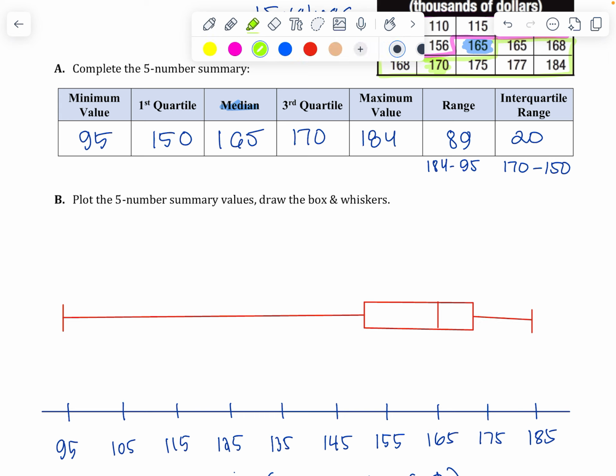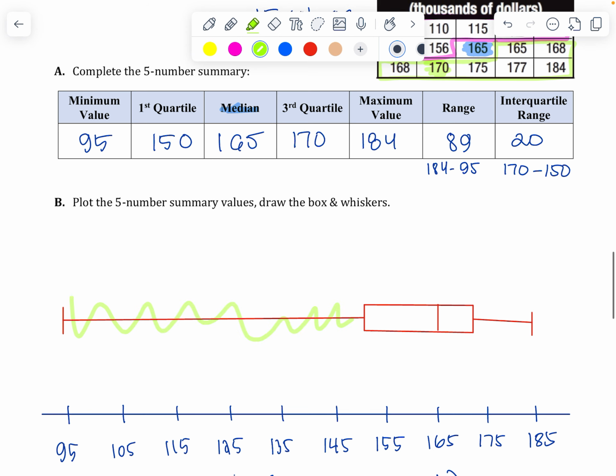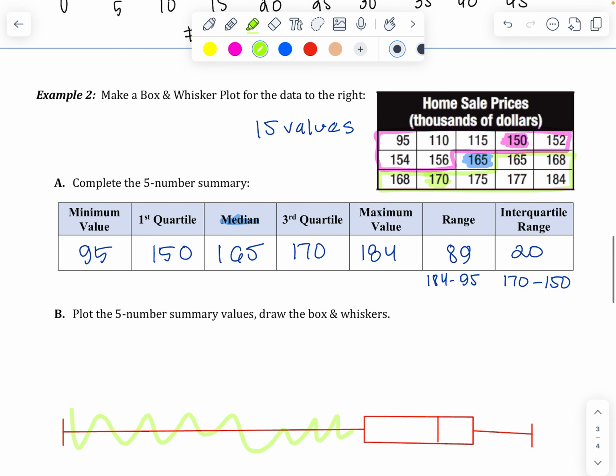Okay. Once again, remember 25% of the data falls right here. So if you look, that's in between 95 and 150. So if you look at that, in between 95 and 150, right here, that's where 25% of the data falls. Horrible. Okay. All right.